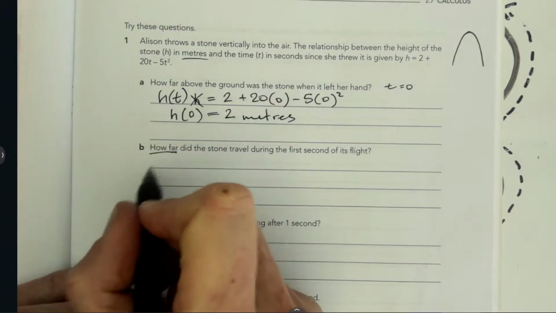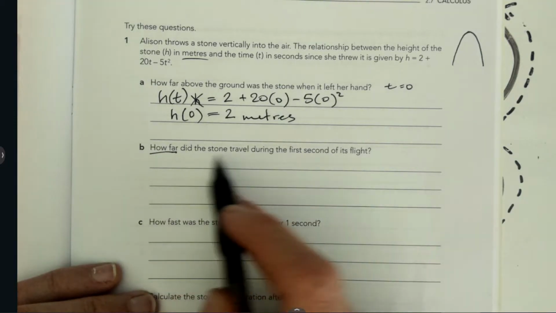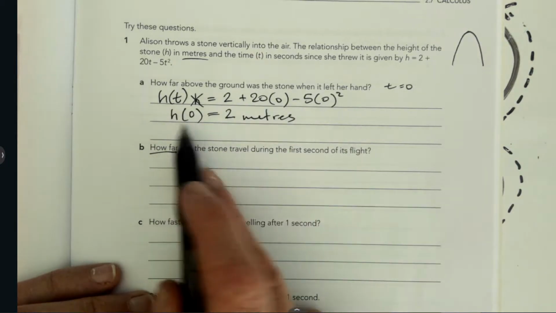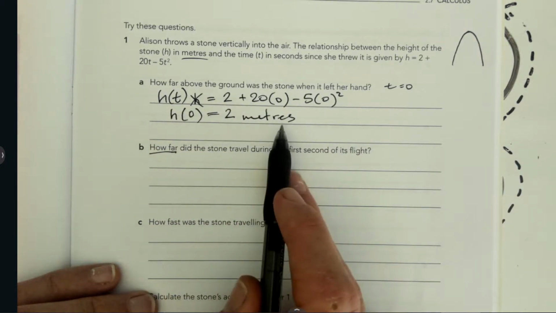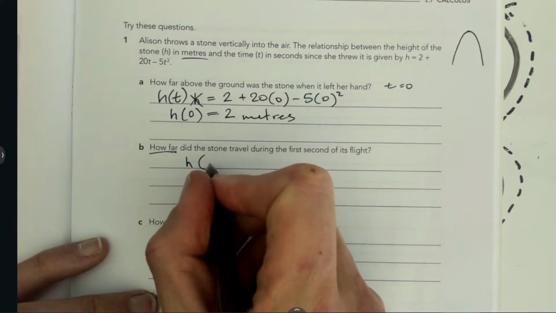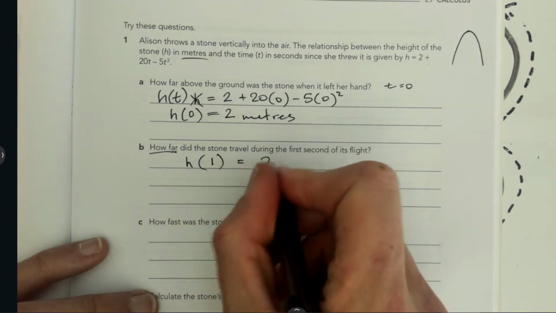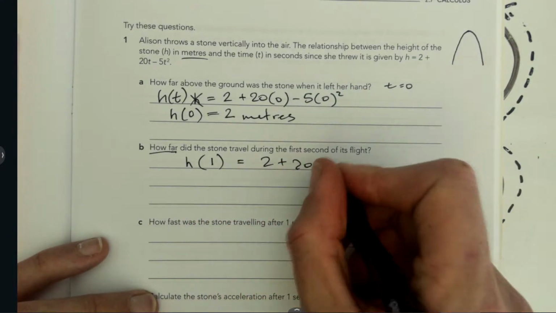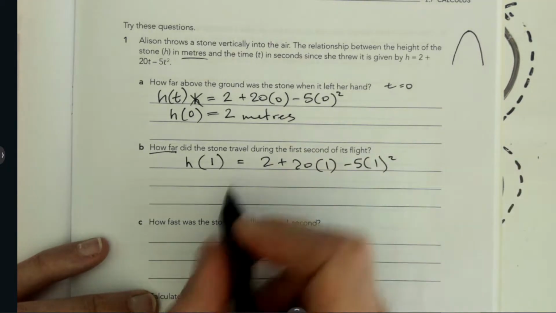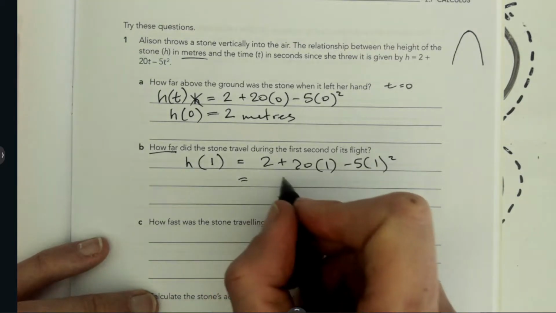How far did the stone travel during the first second of its flight? This is talking about height. So we know it starts at 2 meters. At its first second, that's the height when t is 1, right? So it's going to be 2 plus 20 times 1 minus 5 times 1 squared. So it's going to be 22 minus 5.